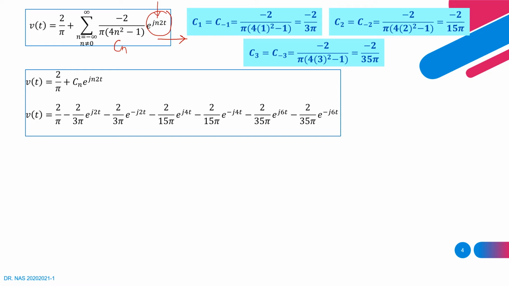So in this case, this is your C0, this is your C1, and this is your C minus 1. Replace the n equal to minus 1, positive 1, 2, negative 2, 3, and negative 3. So expand the equation. This is for Cn equal to 2. This is when Cn equal to minus 2. This one is Cn equal to 3 and Cn equal to minus 3.